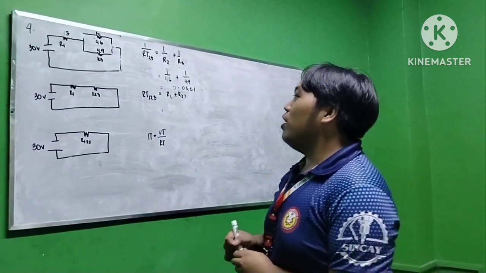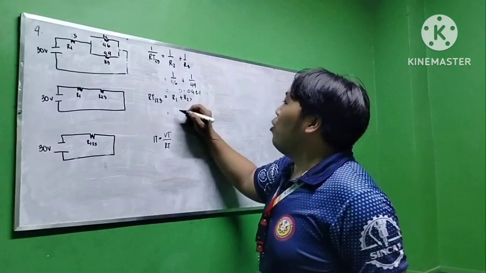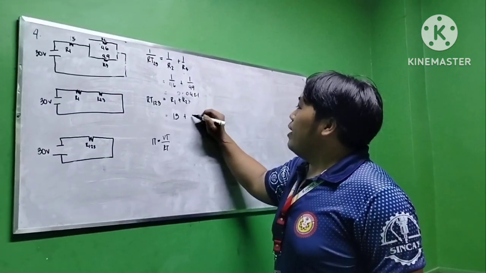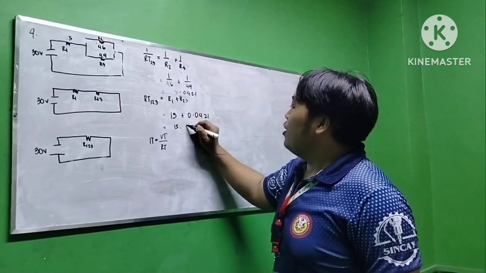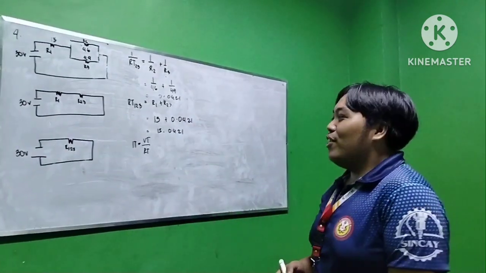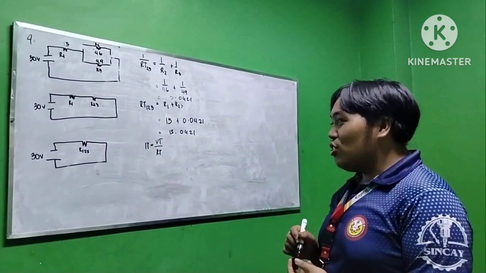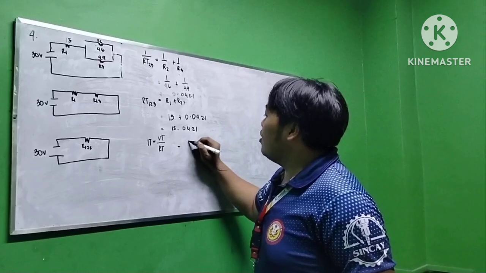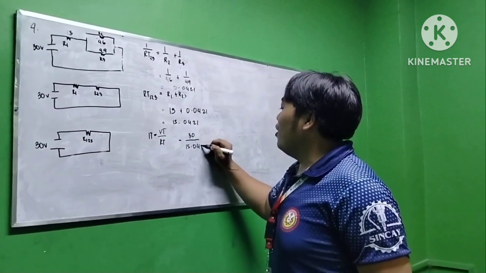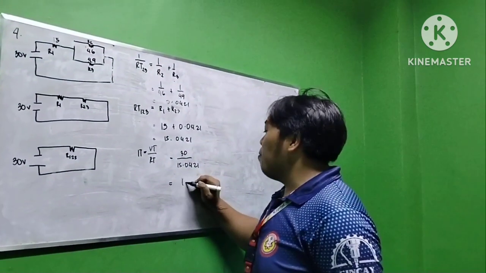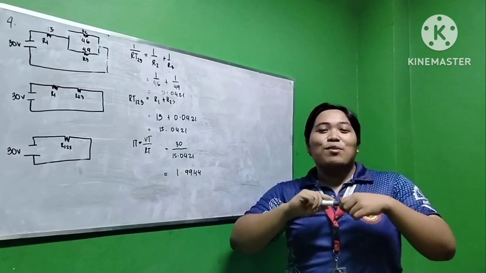For our step B, we have to calculate the series circuit, so we use the series formula. R total of 1, 2, 3 equals R1 plus R total of 2 and 3. So we have here R1 of 15 ohms plus 0.0421, which equals 15.0421. For our step C, we are going to calculate the current. I total equals voltage total over R total. So we have here 30 volts over 15.0421, which equals 1.9944. So that's all for today's video, guys.